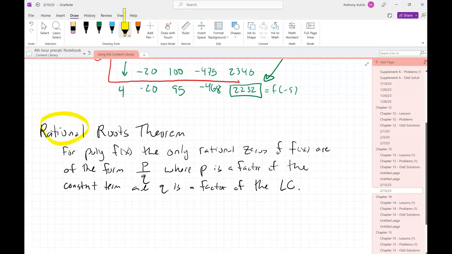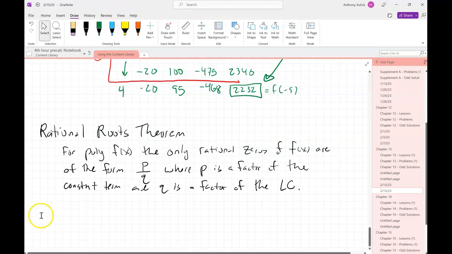When we say rational in mathematics, what do we mean? Do we mean logical? Like, oh, that was a rational decision you just made? No. We mean that it's a rational number. It's a number that could be written as a fraction. Okay? So keep that in mind.